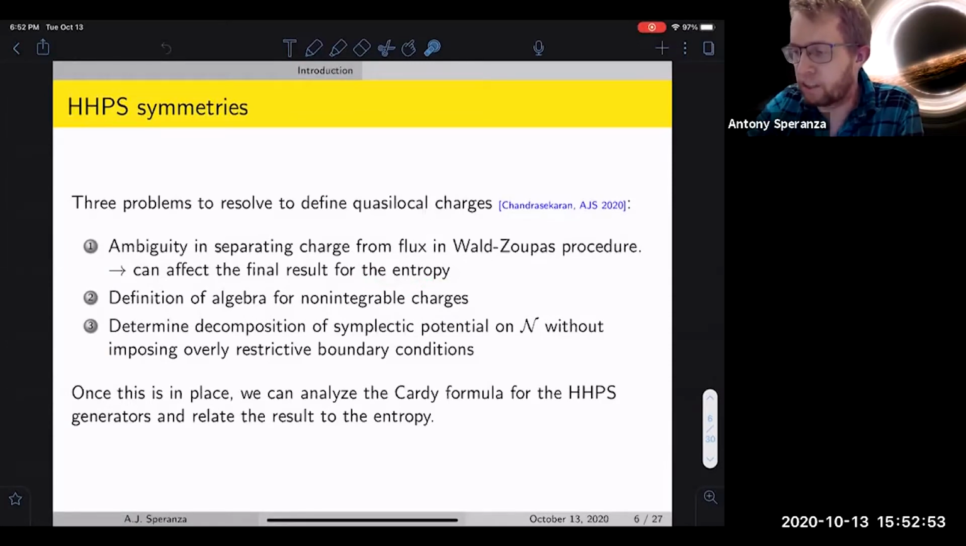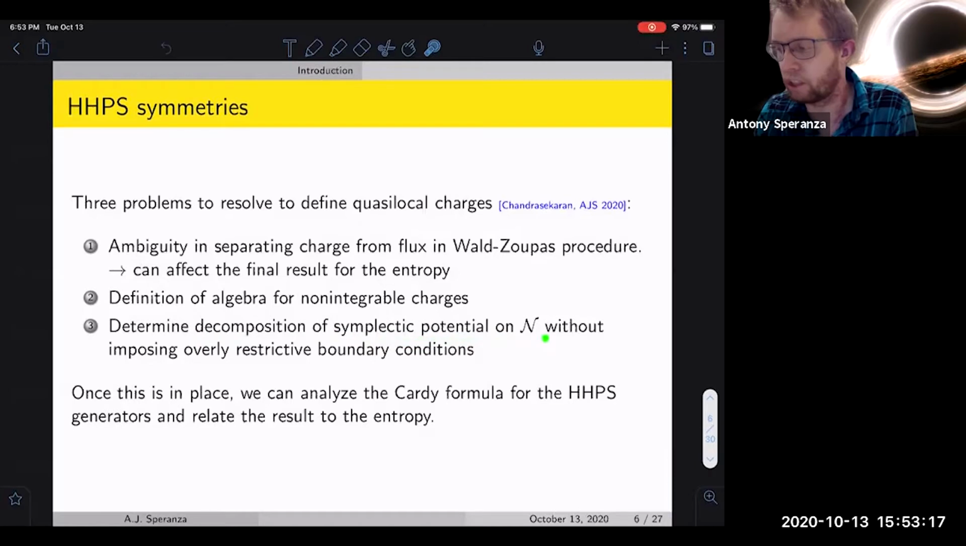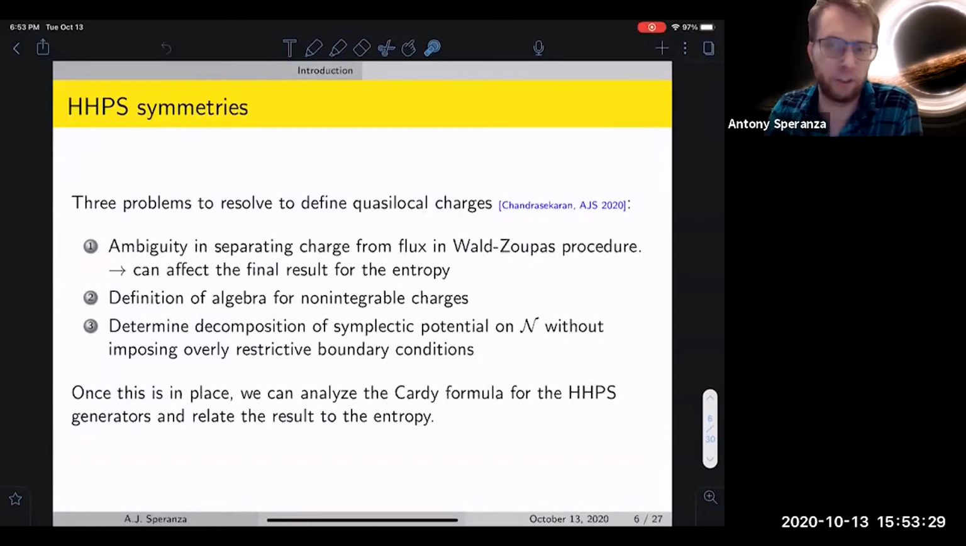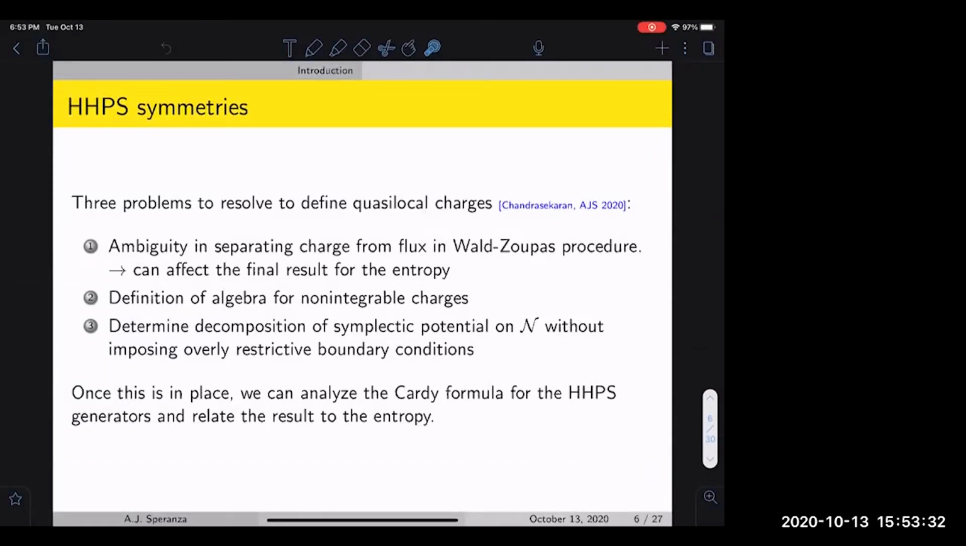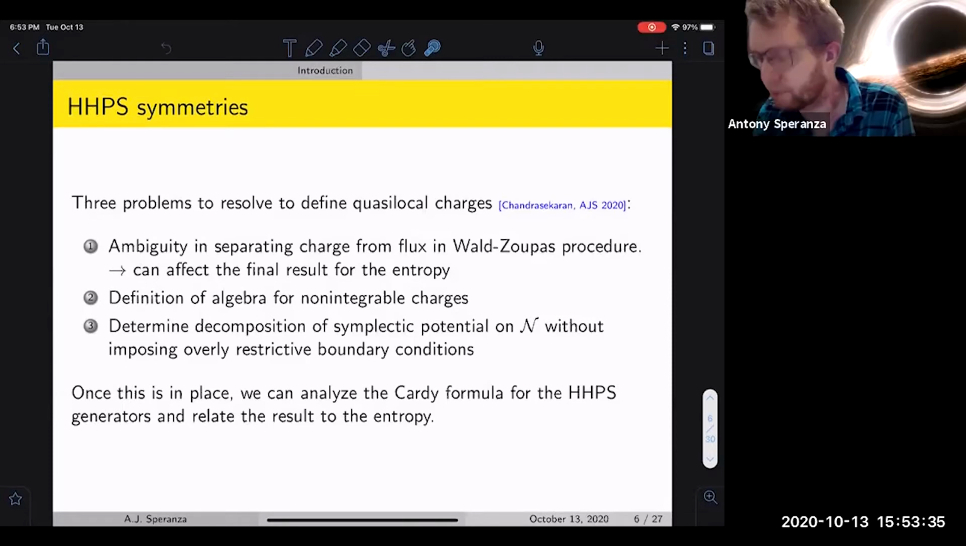The second point is that once you have these non-integrable charges, you don't really have a Poisson bracket available to define your algebra. So you just need to confront the problem of how you define an algebra for the non-integrable charges. And then the third point is that we have to really carefully think about how you do this construction on a null boundary without imposing overly restrictive boundary conditions. This was something we had to reconsider carefully because previous constructions impose one boundary condition or another that all turned out to not work with the problem we wanted to solve.